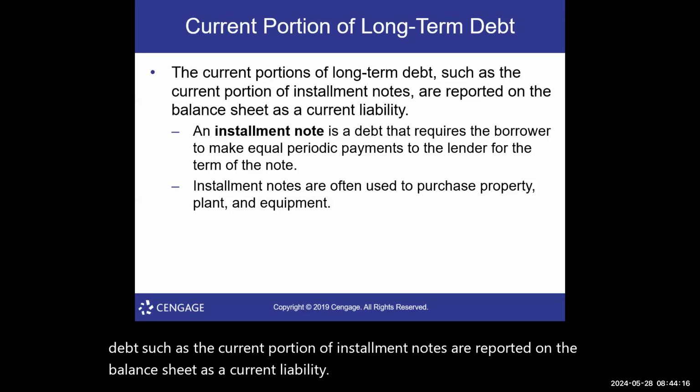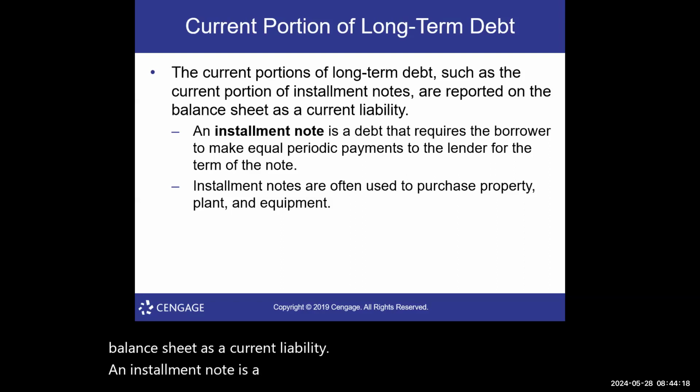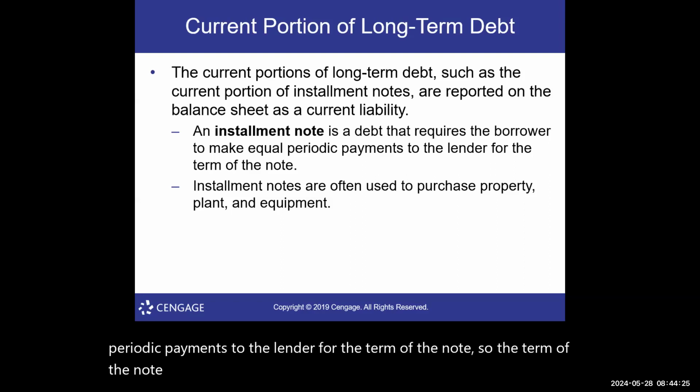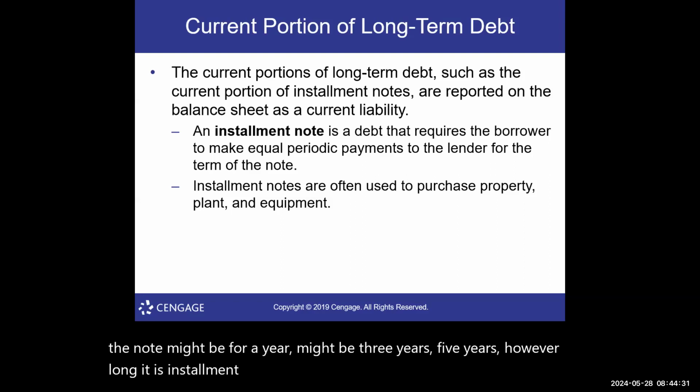An installment note is a debt that requires the borrower to make equal periodic payments to the lender for the term of the note. So the term of the note might be for a year, might be 3 years, 5 years, however long it is. Installment notes, they're often used to purchase property, so like a mortgage, plant, and equipment.